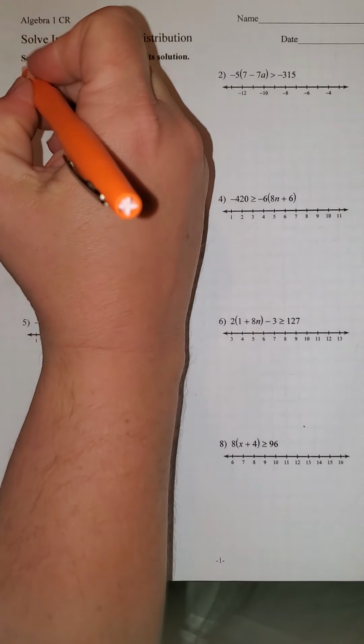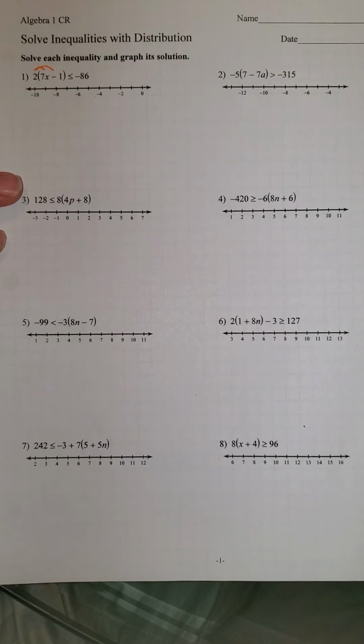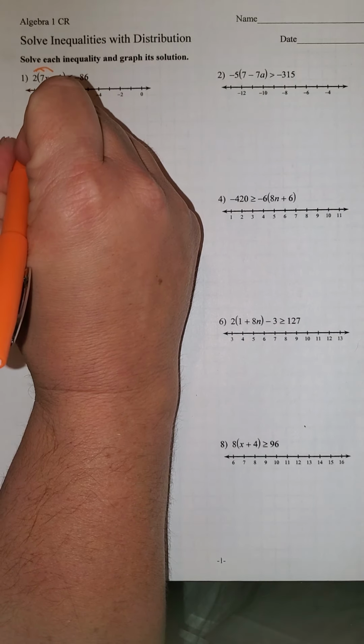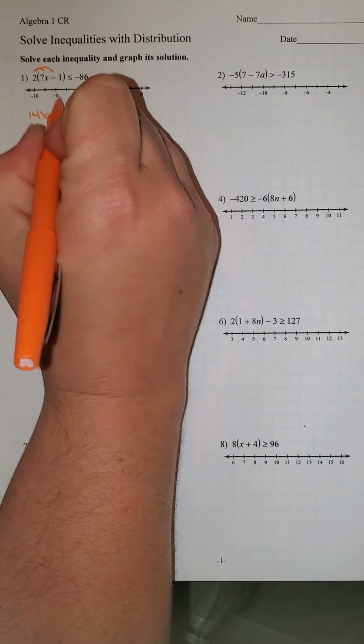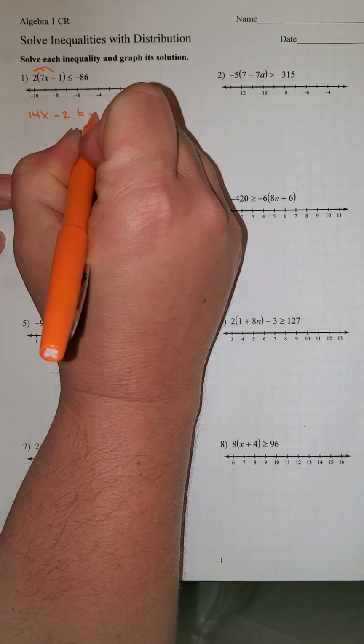Okay, so here we go. We're going to do these. The only new step on this is the distribution. So you're going to distribute to start with. So 2 times 7, that's 14x. 2 times negative 1, that's minus 2. Less than or equal to negative 86.